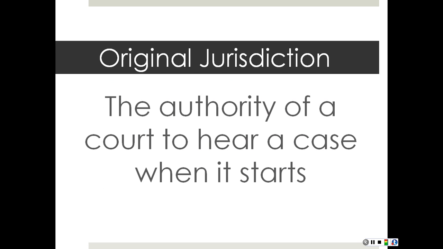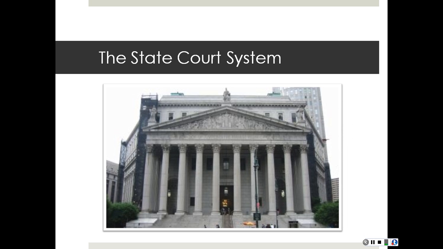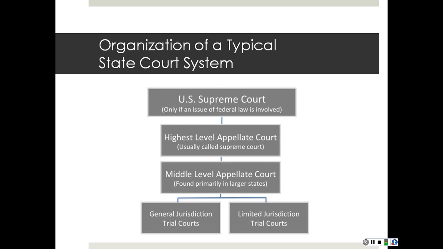We talk about original jurisdiction. We talk about the authority of the court to hear a case when it starts. Every court has a certain designated jurisdiction. The state court system is comprised of the state Supreme Court, the appellate level courts, which are the middle courts, and the lower courts. Normally, when you start a case in state court, you enter in the lower level trial courts.